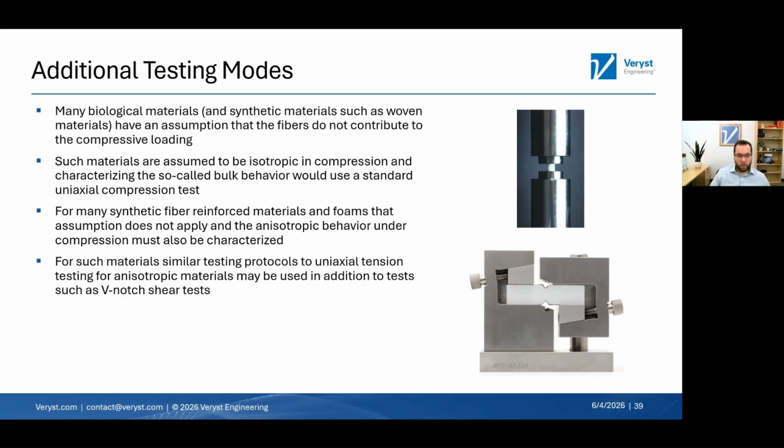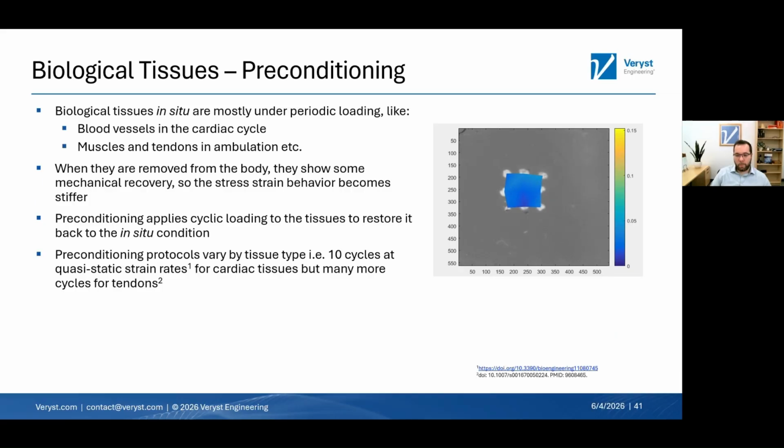For such materials, similar testing protocols apply, such as uniaxial testing for anisotropic materials, as I said. But you may want to use additional tests such as V-notch shear tests as well. One particular final thing to note on testing is for biological tissues, and that is preconditioning.